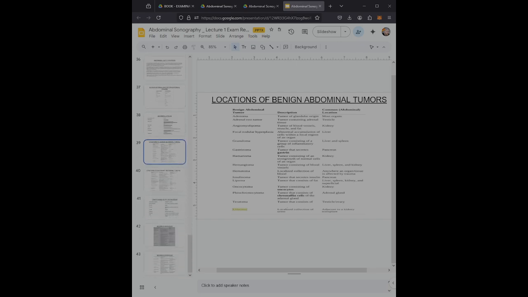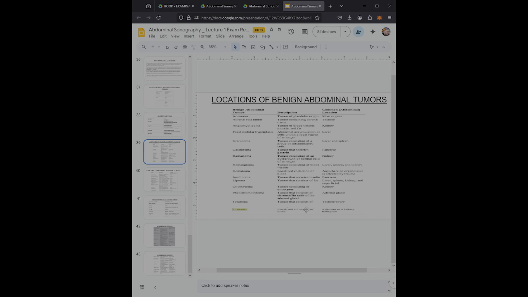So we have certain benign abdominal tumors, and we have common locations. Adenomas, which are tumors of glandular origin, are commonly seen in most organs. Adrenal rest cell tumors are tumors containing adrenal tissue. These are seen in the testicle. Angiomyolipomas are tumors of blood vessels, muscle, and fat. These are seen in kidneys.